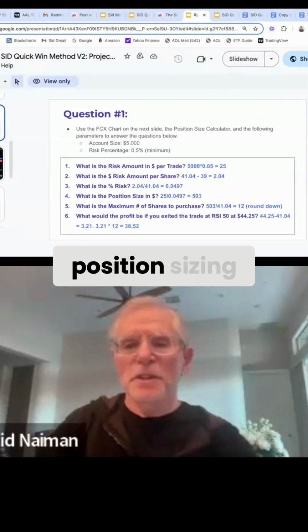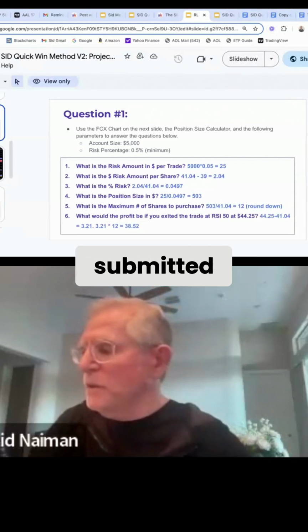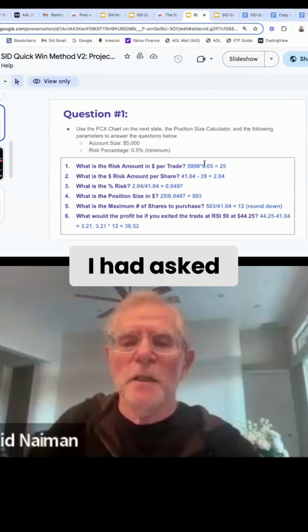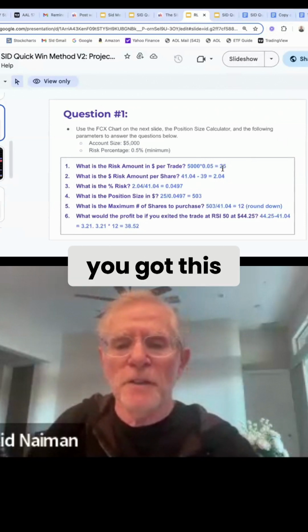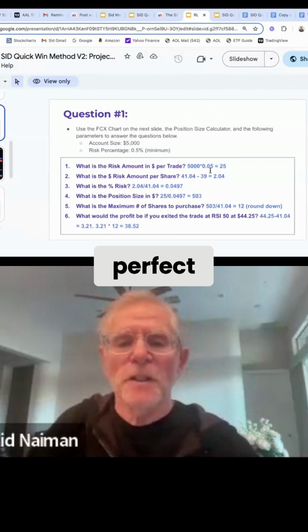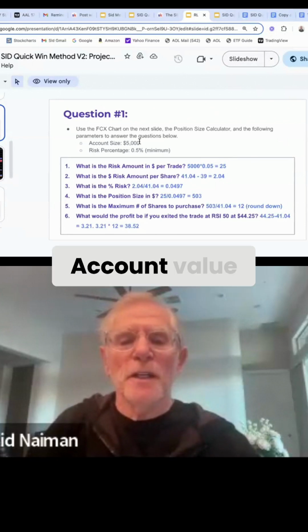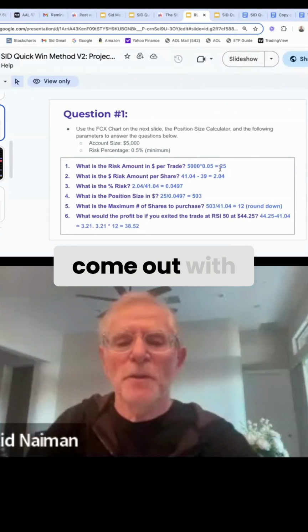This is the position sizing project, which is really key. This was submitted by Richard. Richard, good job. I had asked that you put in the work, the calculation on how you got this number, which you did, which is perfect. So this is a $5,000 account value, times 0.5% of your risk percentage, comes out to $25.